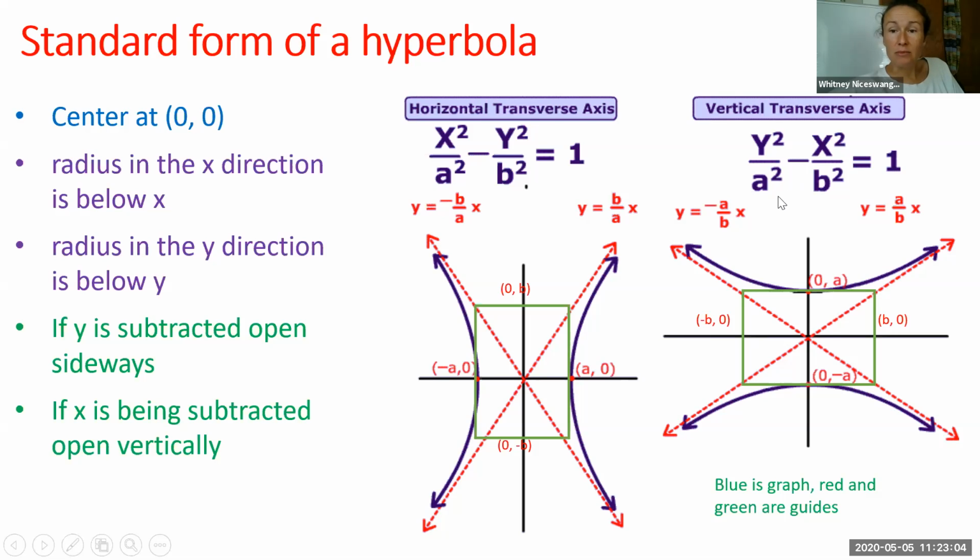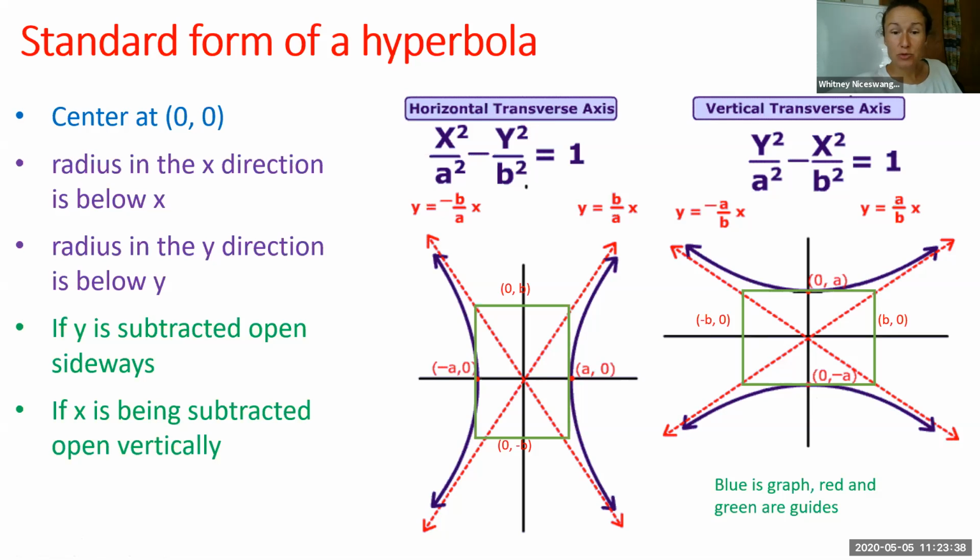So y squared over a squared has to at least be 1 in order for there to be any possible x's to subtract. If y squared over a squared is 1, that means y has to be at least as big as a. So you see that all our y values are the size of a or bigger. Of course y can also be the size of a or smaller in the negative direction because we're squaring it, so the magnitude just has to be greater.